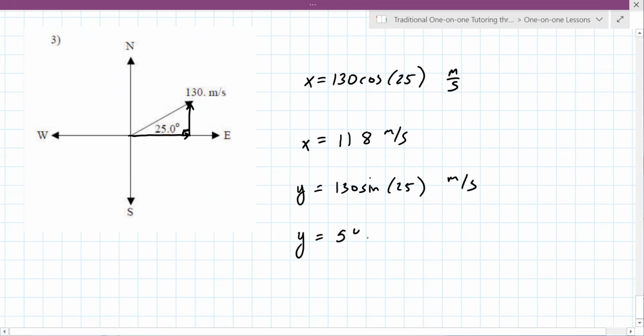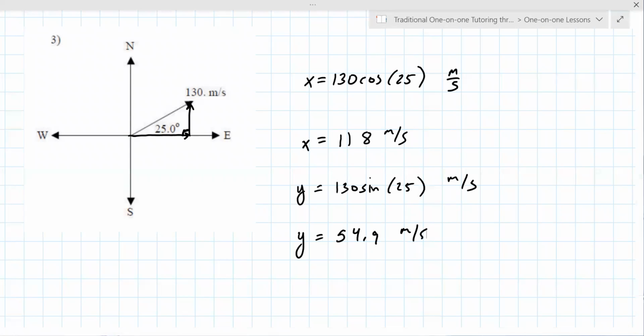.9 meters per second. Is that okay? All right. 4 is the same. I'll go to 2 next. Maybe you can do 4 while I'm talking through 2.